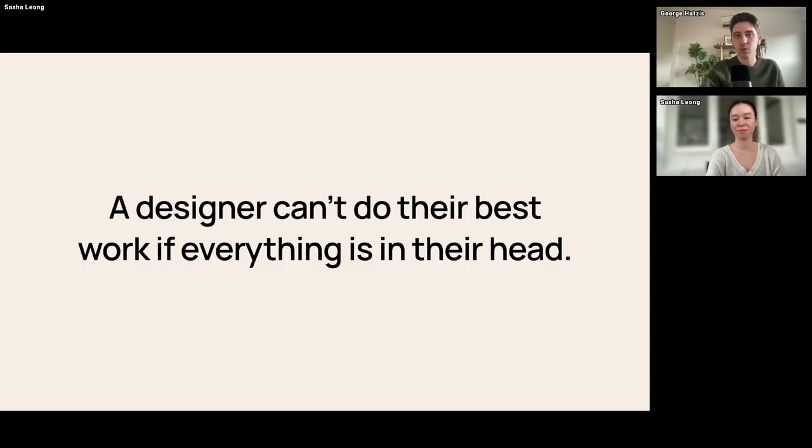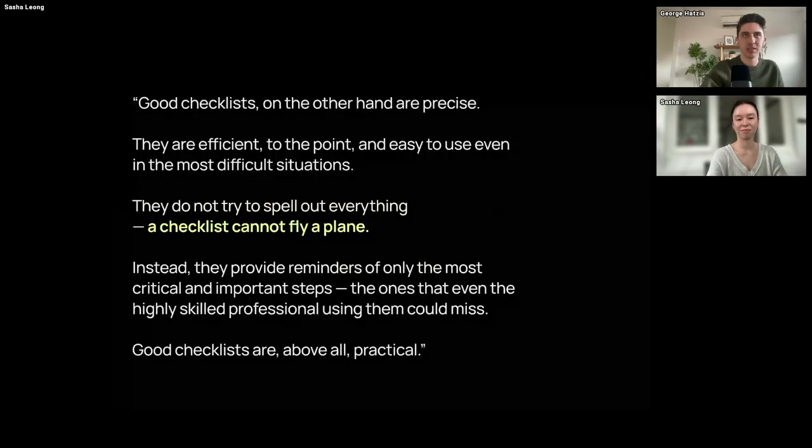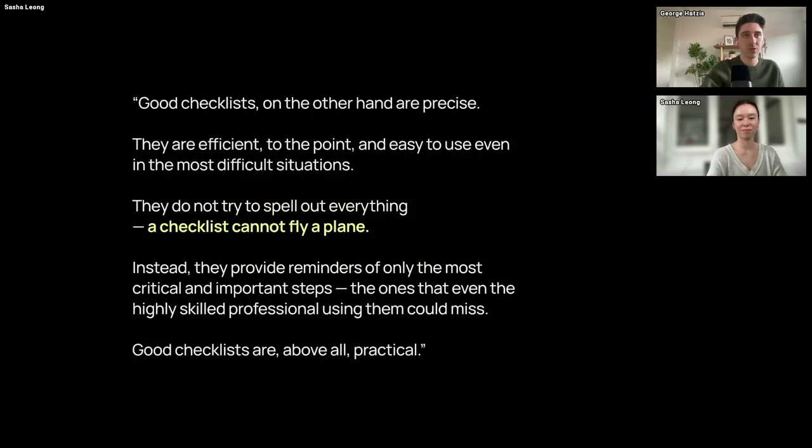I think for checklists, what always worked well is the natural structure that it gives you, rather than rambling on in notes and then going, hang on, what am I meant to be doing here? It forces you to think more practically, which actually perfectly takes me to this quote from a really good book, The Checklist Manifesto, where he basically breaks down a couple of industries that utilize checklists. And I really, really love this quote from him, particularly the point in the middle, where overall it says a good checklist, on the other hand, are precise, they're efficient, to the point, and easy to use, even in the most difficult situations.